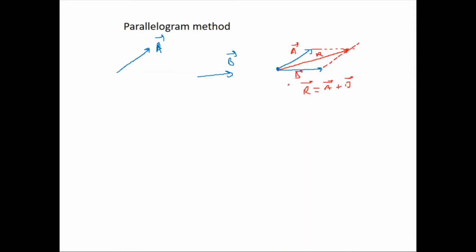What about the magnitude of the resultant vector? For this, we need to use the cosine rule. The cosine rule says that r squared, the magnitude of the resultant vector, is equal to a squared plus b squared plus 2ab cosine theta. Theta is the angle between a and b.